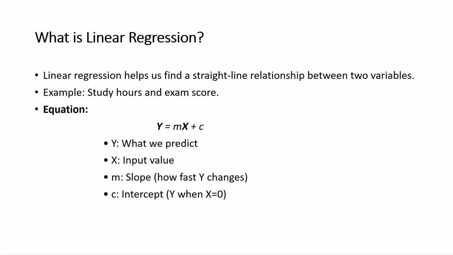This is called correlation. We express this relationship with the equation y = mx + c, where y is the output we want to predict, and x is the input value. Then m is the slope, the rate of change, and c is the intercept, the y value when x equals 0. This formula draws a straight line that best represents the data trend.